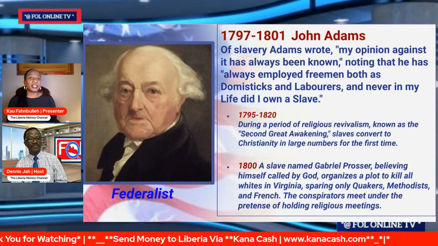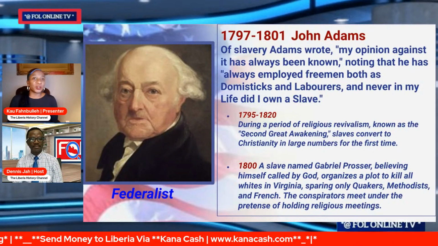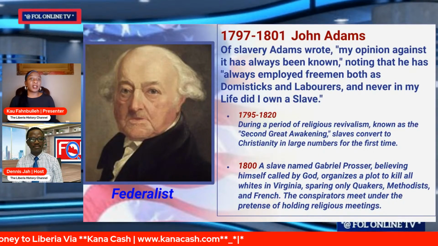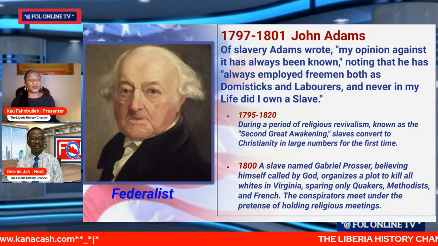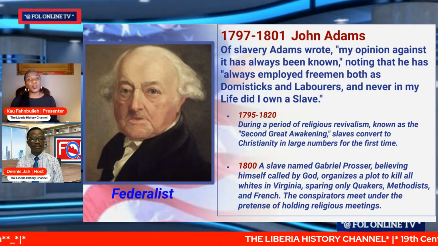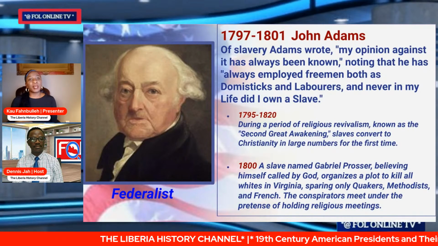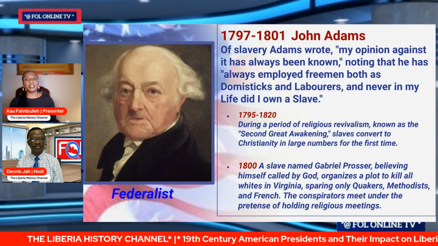In the year 1800, a slave named Gabriel Prosser, believing himself called by God, organized a great plot to kill all whites in Virginia, sparing only Quakers, Methodists, and French. The conspirators met under the pretense of holding a religious meeting.